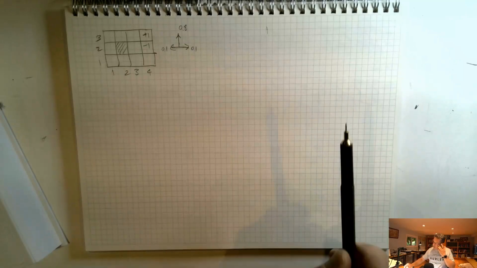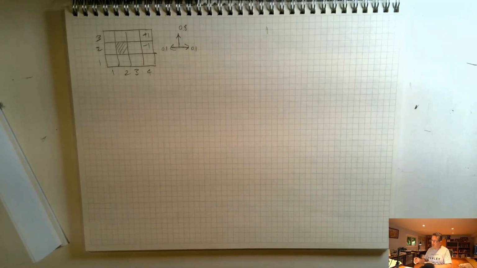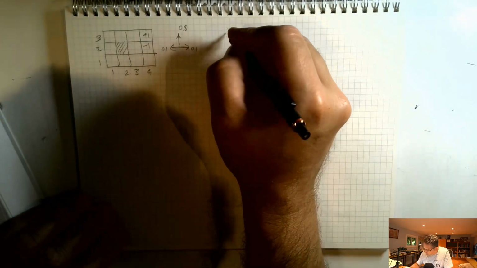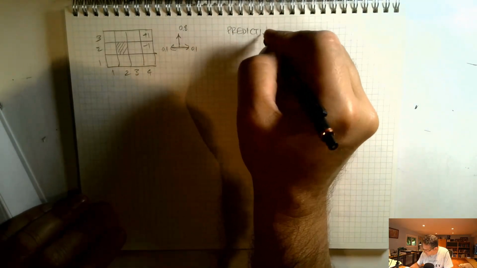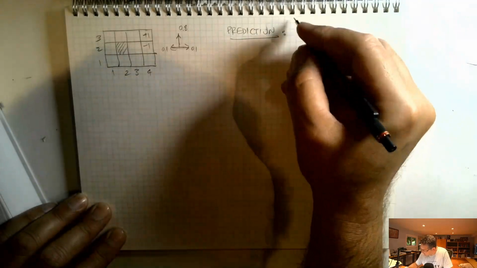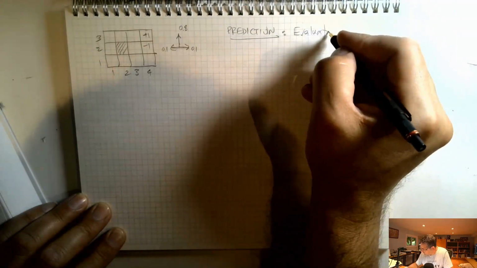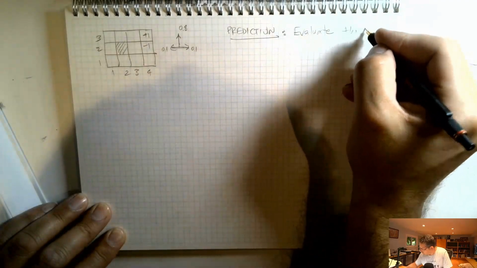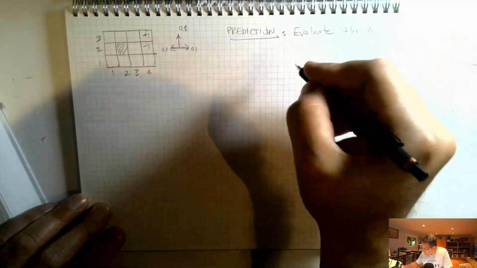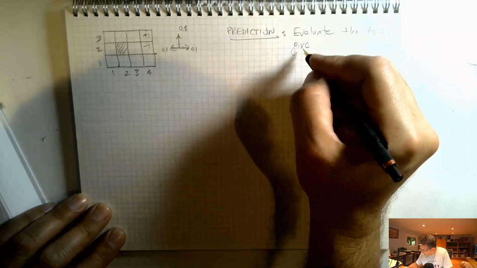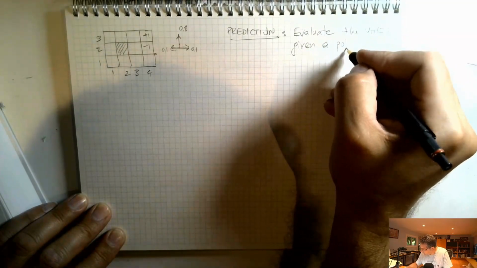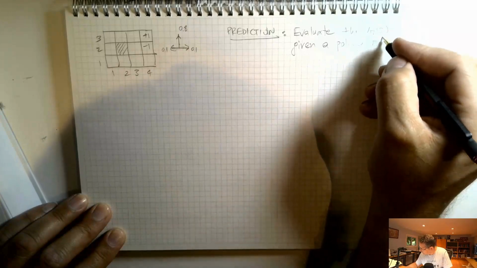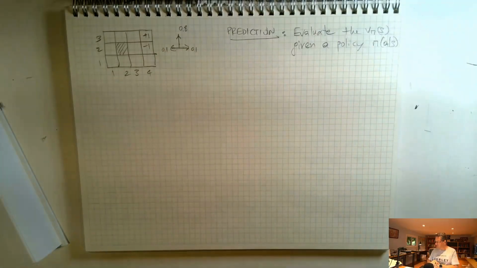So now, in terms of a numerical example, obviously we need to have a Python program to do an evaluation of the state value function given a policy. This is going to be called the prediction problem: evaluate the V_pi(s) given a policy pi(a|s). That is really the problem we're going to be facing.